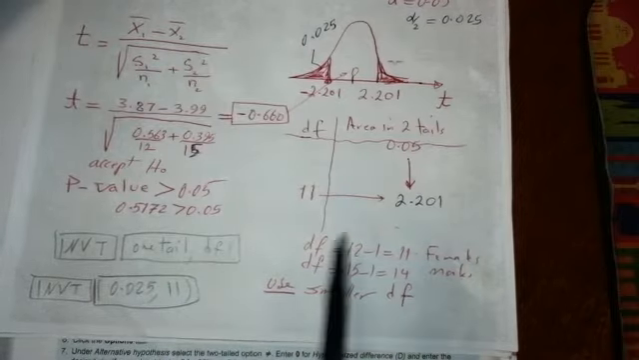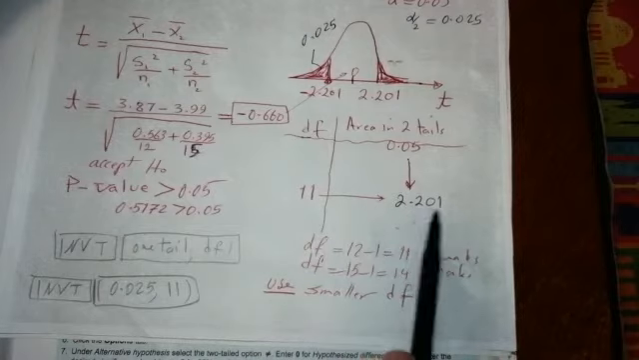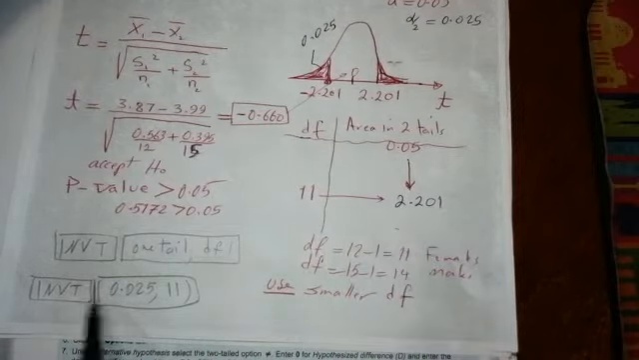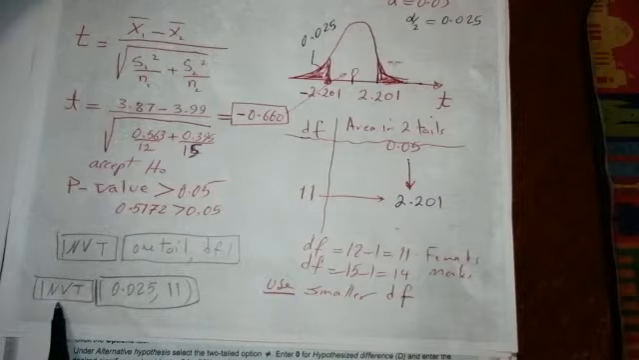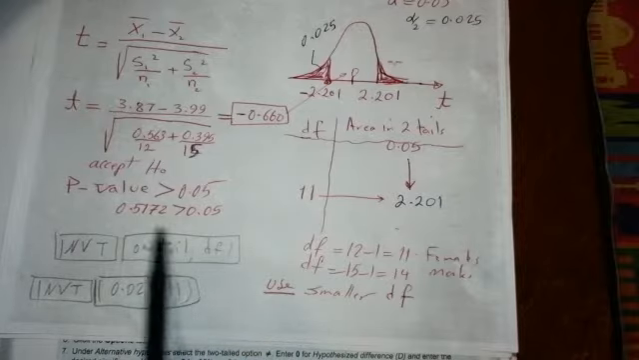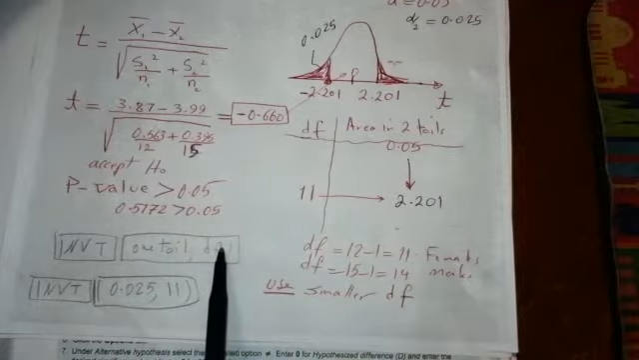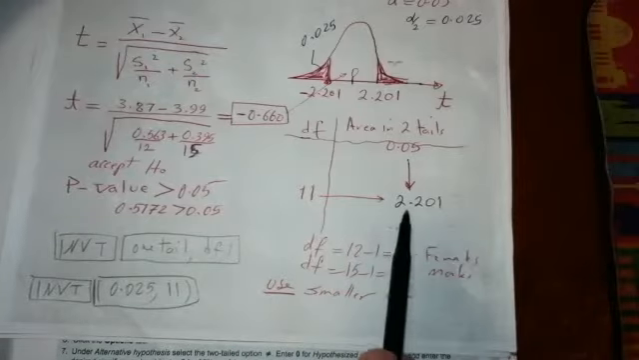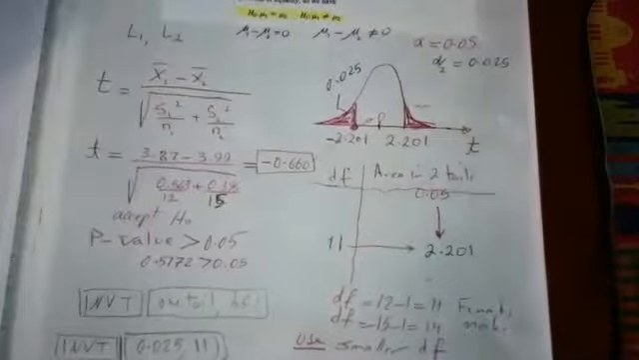And also, to find these numbers, 2.201, here is how to use the calculator. If you want to use the calculator, on second, go to inverse T, then you always put the area of the one tail, which is 0.025. The DF is 11. You should get that number here.